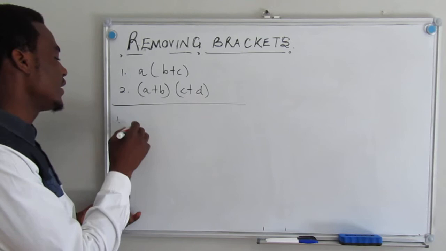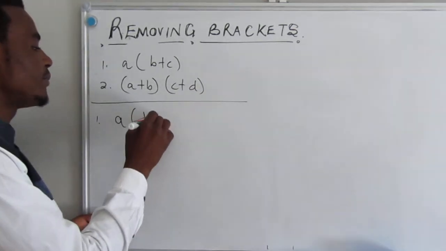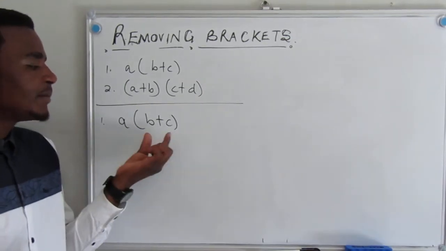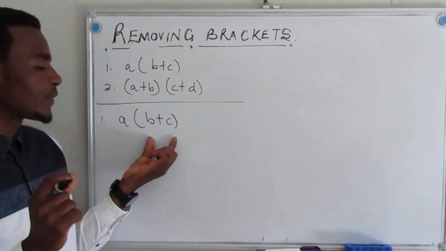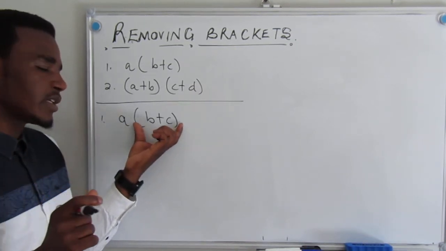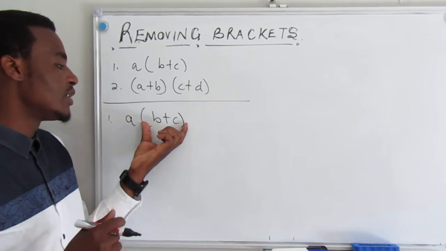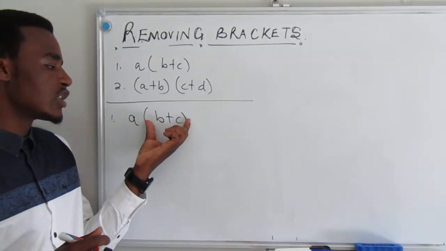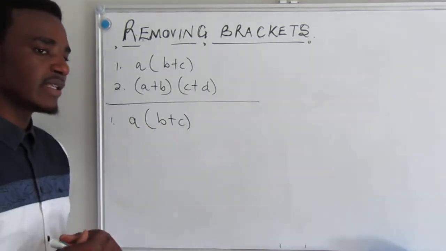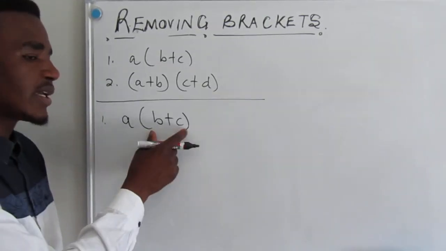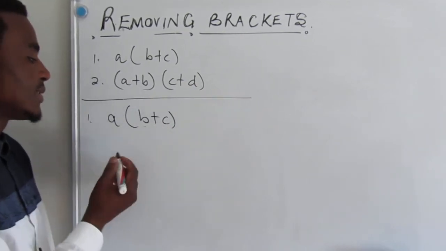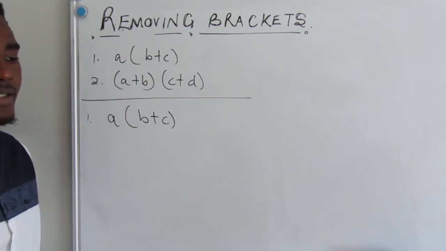So case number one, expanding a times (b plus c). How do we expand this? When a term multiplies an expression, remember an expression is a collection of terms. Here we've got more than two terms, so this is an expression, this is a term. So how do we remove brackets in this case? When a term multiplies an expression, multiply all the terms inside the brackets by the term outside the brackets.